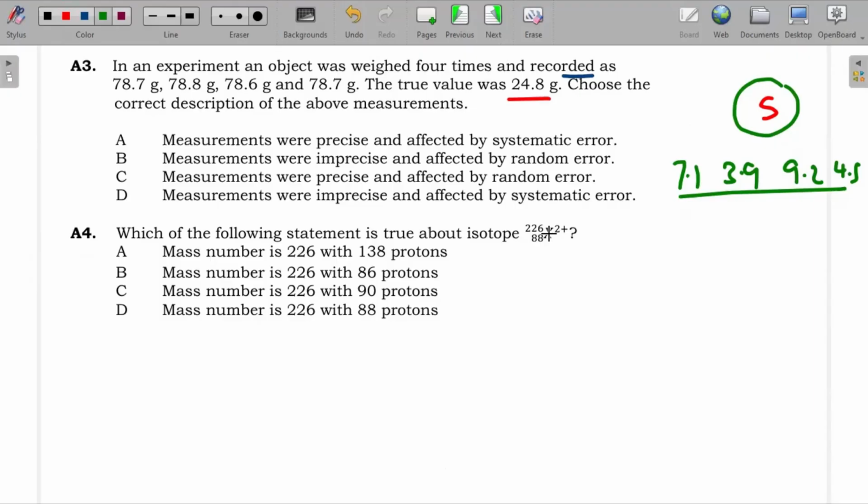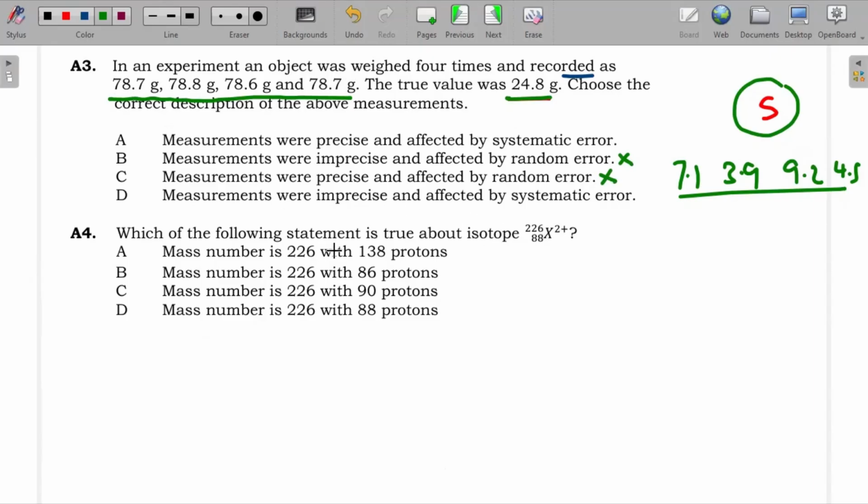Okay. So now going back to our question, the true value is 24.8. And you can see that all the measurements here are 70 something. So meaning that what type of error is affecting this measurement? Systematic. Because the error is in one direction. They are all greater than this. So the error is systematic. So these guys that have random, you can cancel them. You just focus on this one and this one.